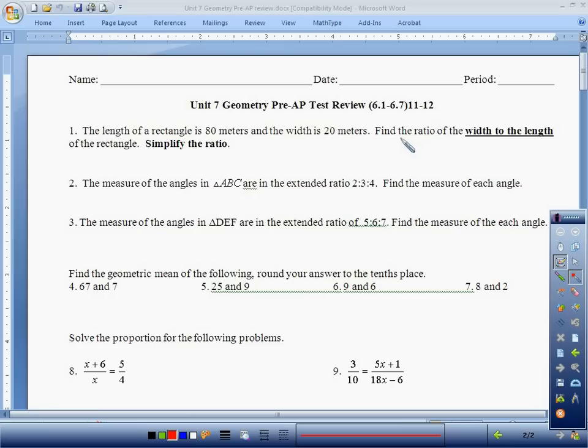Ratio is just a fraction comparing two values, width to length. So I compare the width to the length, and then I reduce, and it becomes 1/4.